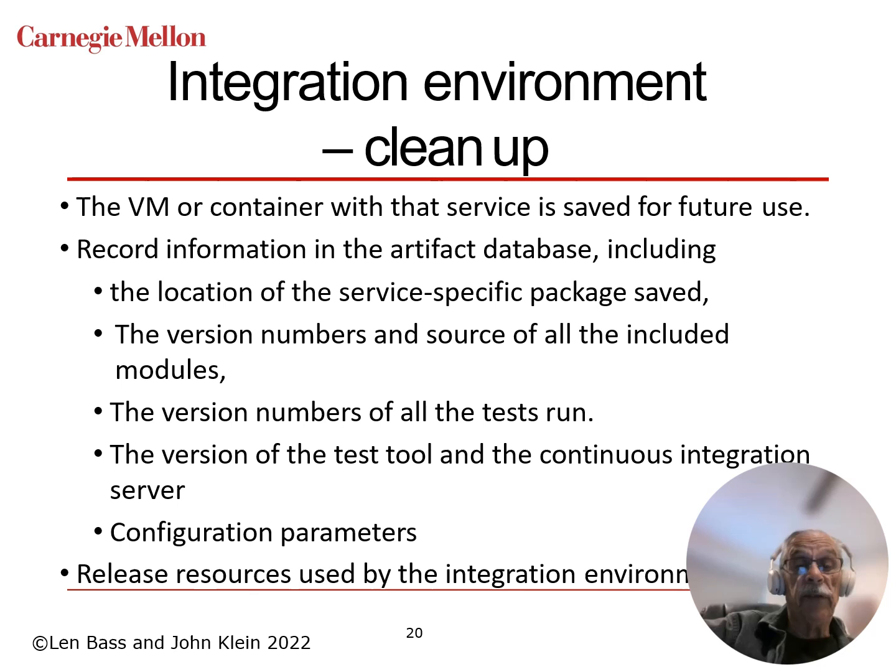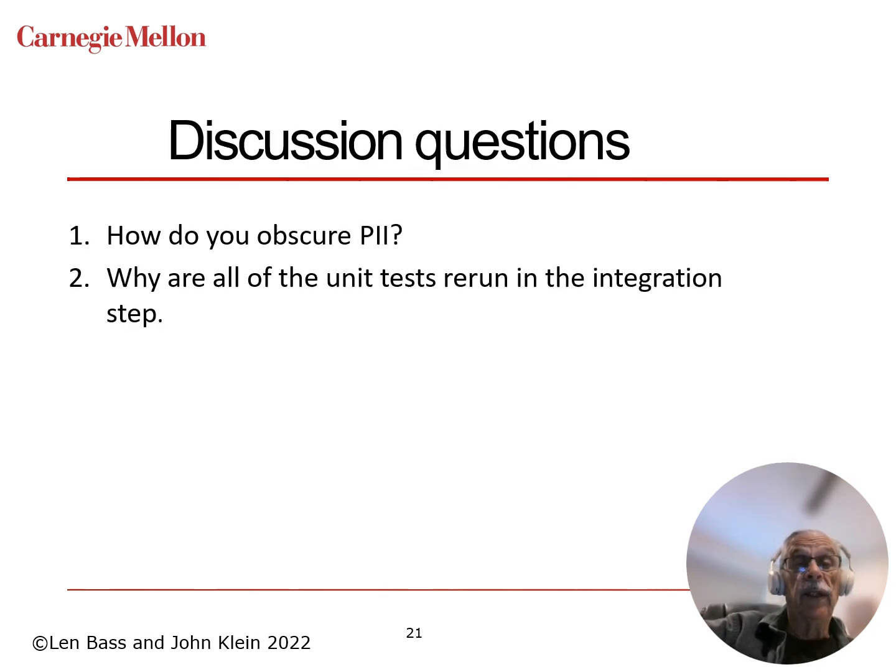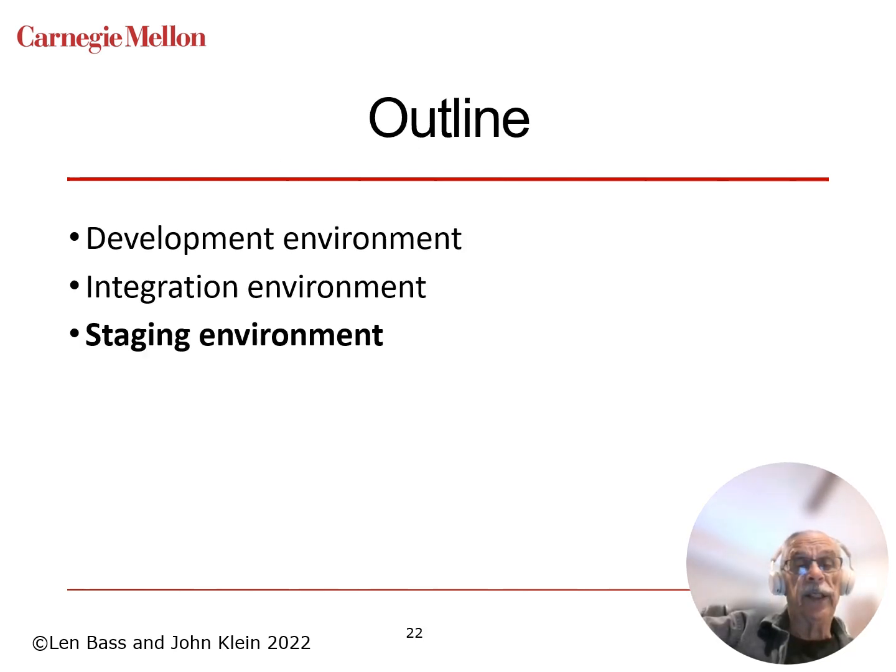And then it releases the resources. Okay, and so that's the trigger for creating this, they're moving to the staging environment. So a couple of discussion questions offline. How would you obscure the sensitive information, the PII? Why are all the unit tests run again? You did the unit test, every module was unit tested. Why are you doing it again? So those are a couple things to discuss.